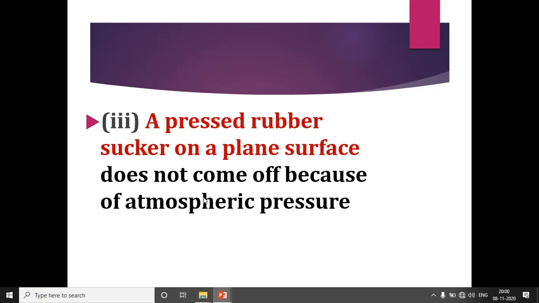Now let us take one rubber sucker. Press the rubber sucker on a plain surface. What you can observe is that it will not come off because of atmospheric pressure. So a pressed rubber sucker on a plain surface does not come off because of atmospheric pressure.